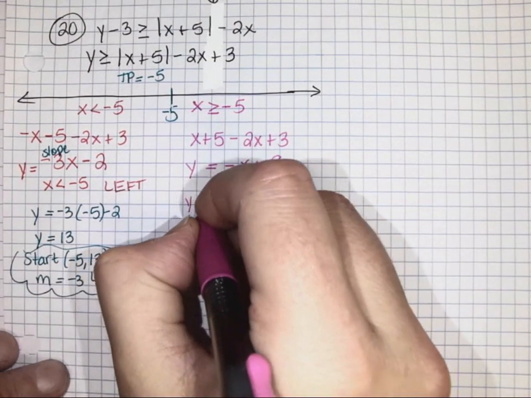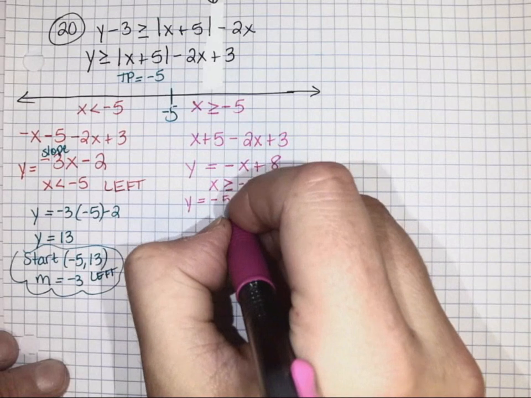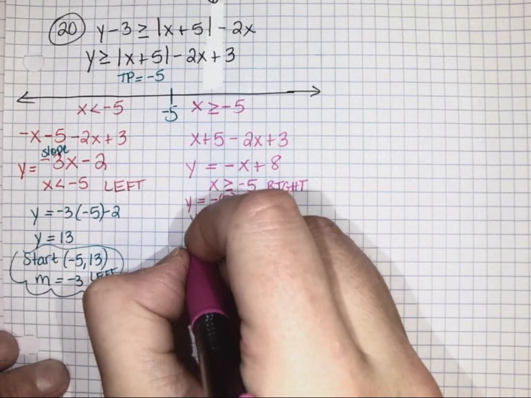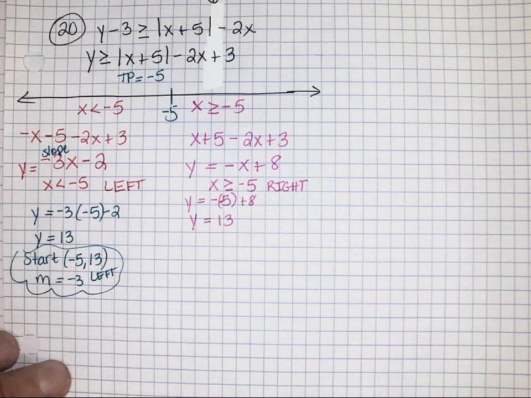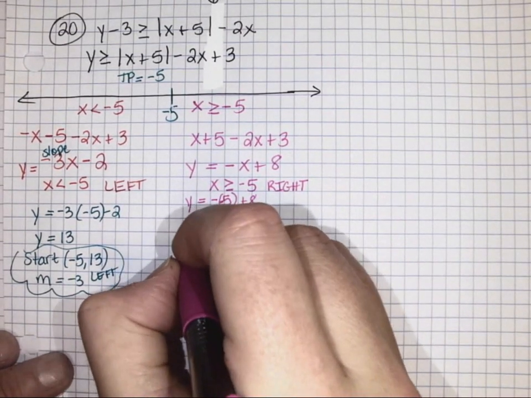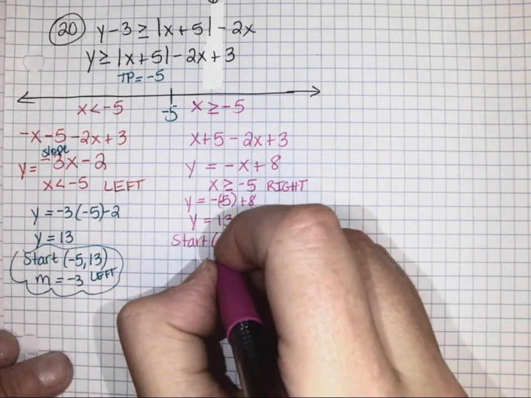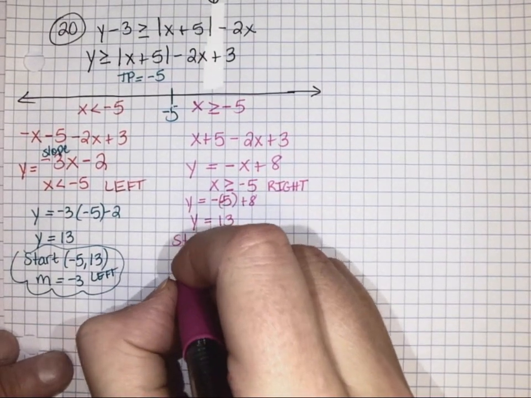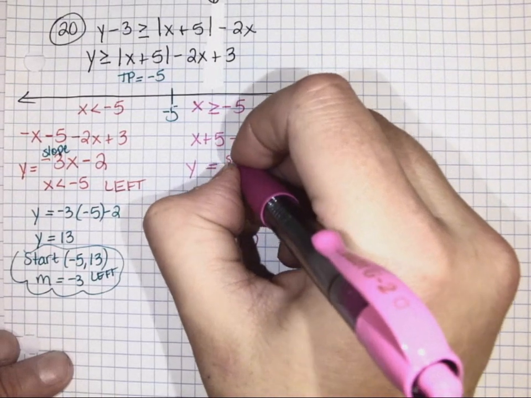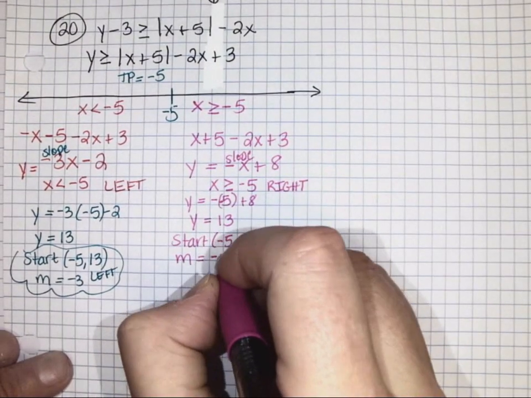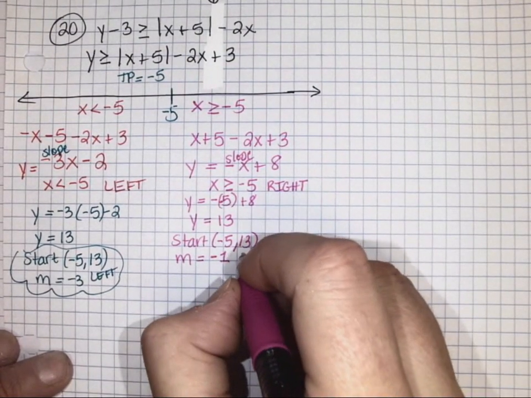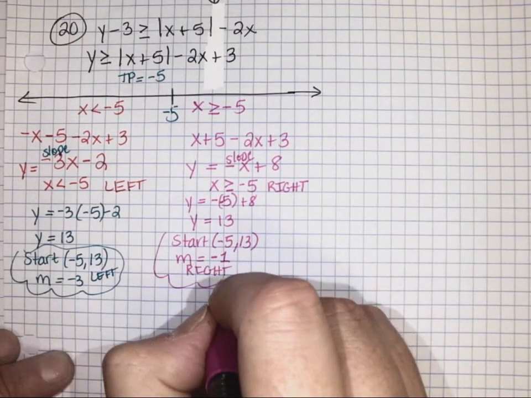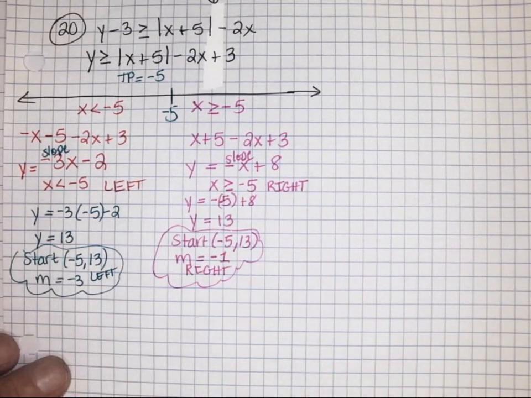Okay, plug in -5 here. I have -(-5), which creates +5. So I get y = 13. So I'm starting at (-5, 13). Starting points are the same, so that's good. And I'm using my slope of -1. And I only want to see the right side of my graph.